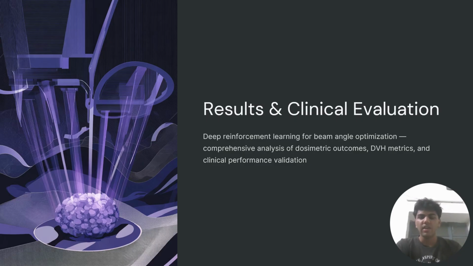By analyzing outcomes like PTV coverage, D95 scores, and OAR sparing, we can quantitatively assess if reinforcement learning truly achieves plans that are both efficient and clinically sound. Essentially, this section ties the entire workflow together, bridging the algorithmic optimization process with its clinical relevance and real-world viability.